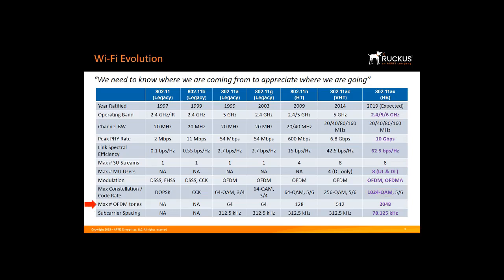The maximum number of OFDM tones is increased from 64 in 11N up to 2048 on a 160 MHz channel in 11AX. And the subcarrier spacing has been reduced by 4 times from 312.5 kHz to 78.125 kHz. The narrower subcarrier spacing allows better equalization and enhanced channel robustness required for outdoor operation. We'll discuss many of these features in much more detail through this training, but as you can see, Wi-Fi has evolved tremendously over the past 20+ years.